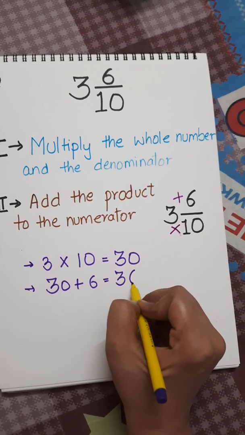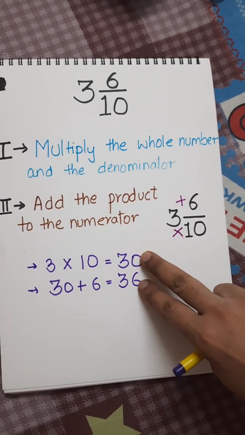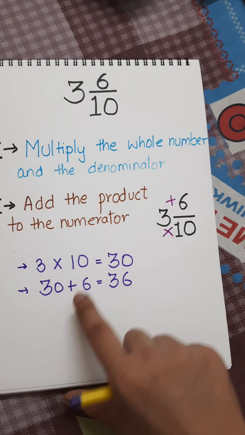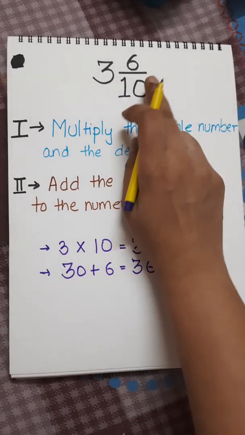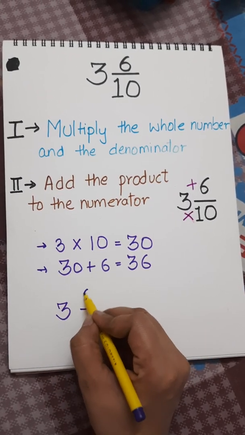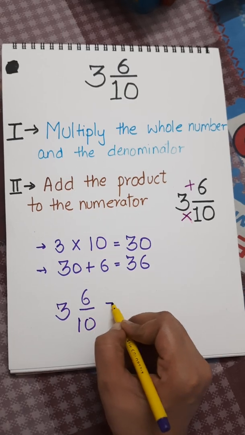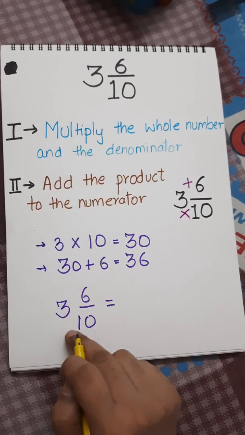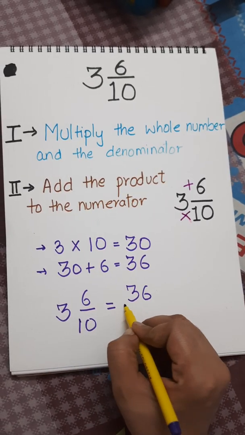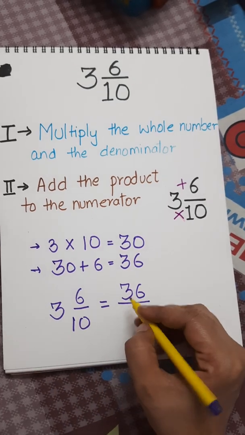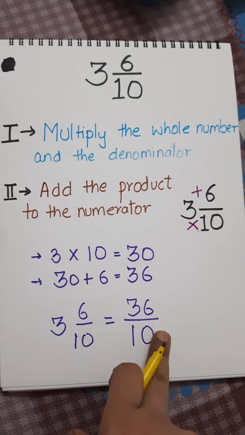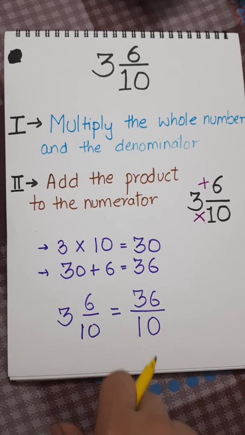So it is 36. These 2 steps you need to do mentally. I am just writing it down to make it clearer to you, but if the question comes to convert the mixed fraction into an improper fraction, you just have to write the mixed fraction, put equals to, and convert it orally: 3 into 10, 30, 30 plus 6 is 36. So it becomes your numerator and the denominator remains the same. So this is your mixed fraction converted into an improper fraction.